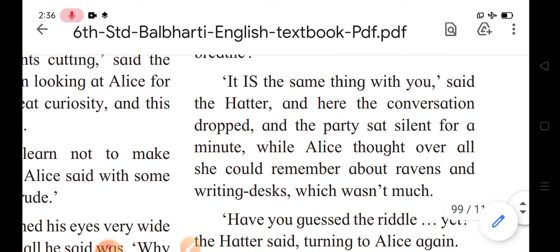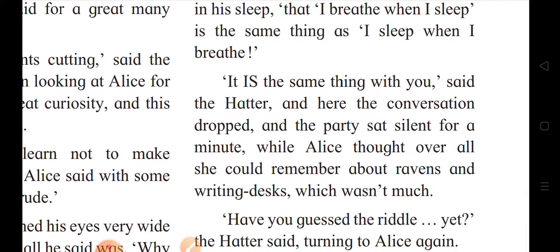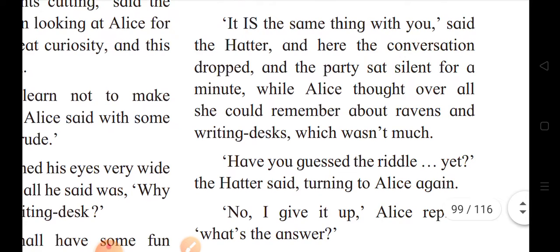"It is the same thing with you," said the Hatter, and here the conversation dropped. So whatever they said in all these sentences, they were trying to explain to her that it is the same thing with her. The conversation stopped, and the party sat silent for a minute while Alice thought over all she could remember about ravens and writing desks, which wasn't much. Whatever they were talking about stopped, and all of them sat silent.